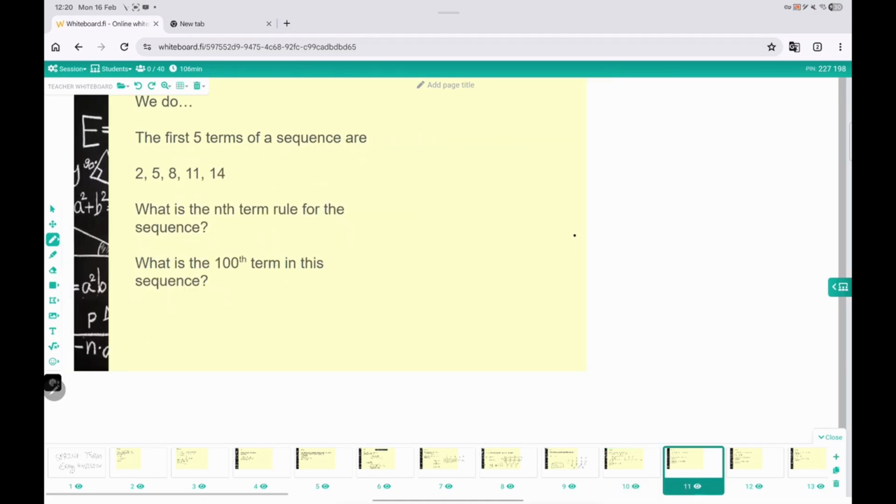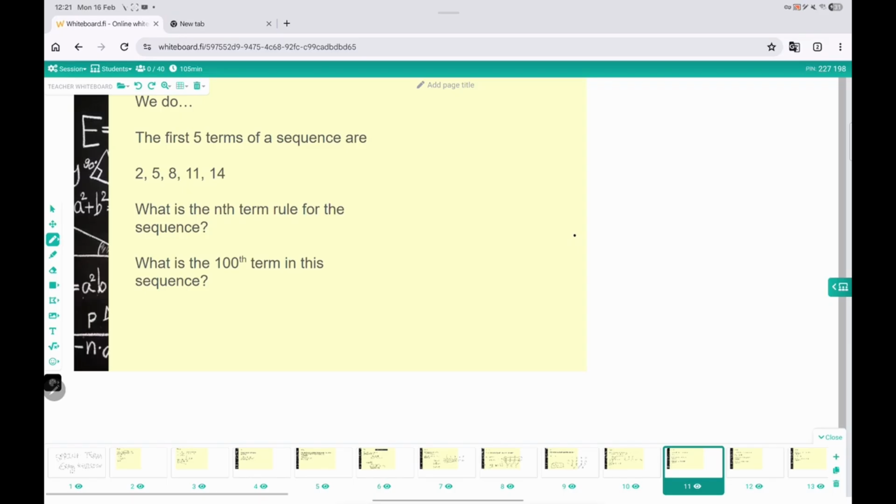Right. The major part of this that you are more likely to be asked exam questions about, both in GCSE and, if I'm honest, in the main end of term exam, is how it links to the GCSE. Position to term rule is something we learn in year 8 when we're just getting used to the language and the terminology. But when it comes down to it, the wording that's going to be used in your final GCSE exam is going to be, what is the nth term rule for the sequence?